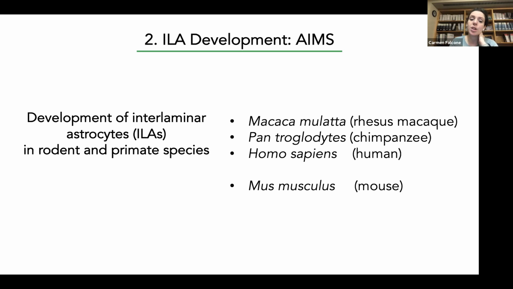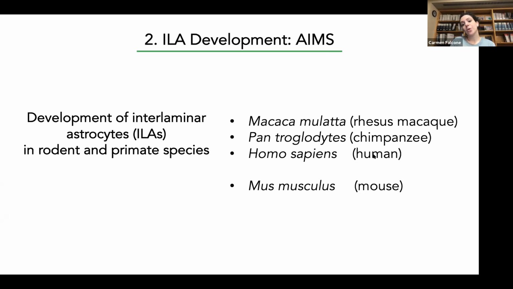So what we did was to collect different sections at different developmental stages. So we were able to collect a lot of prenatal and postnatal developmental stages, and we went to look in those specific stages during development. So we did that for 3 primate species: the rhesus macaque, chimpanzee, and human.